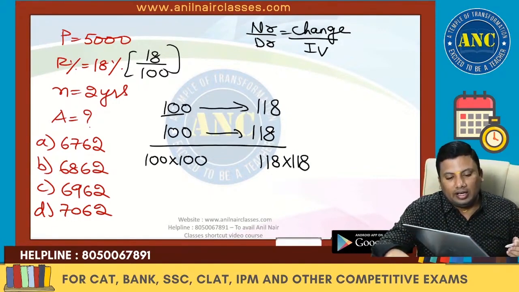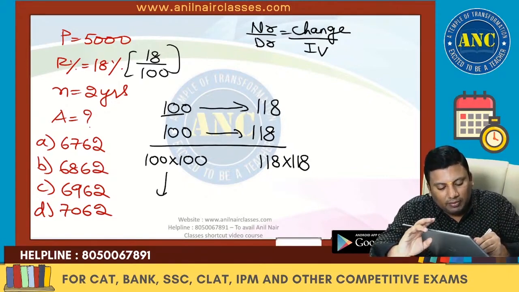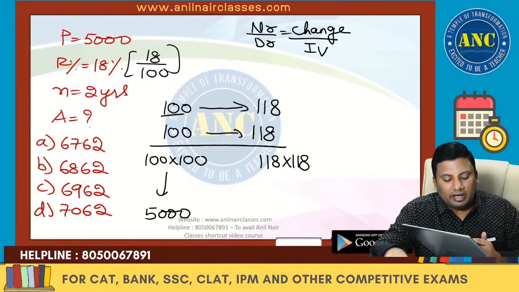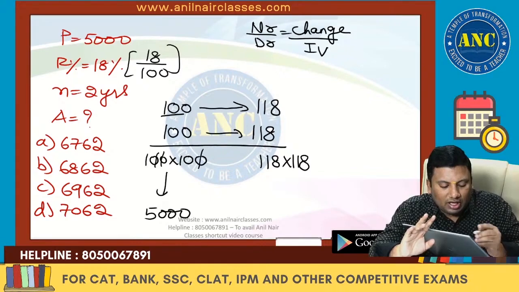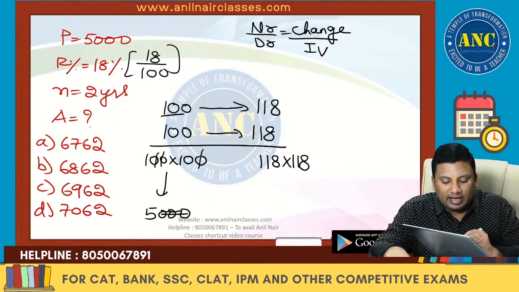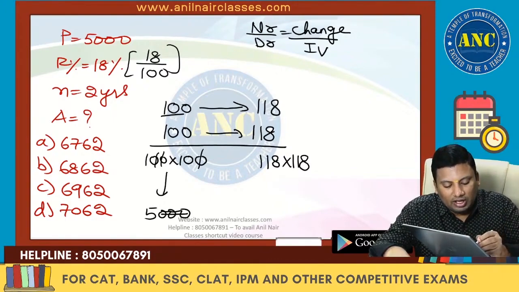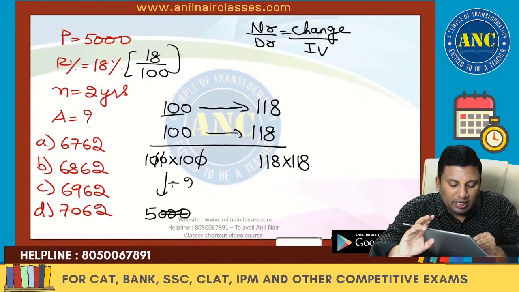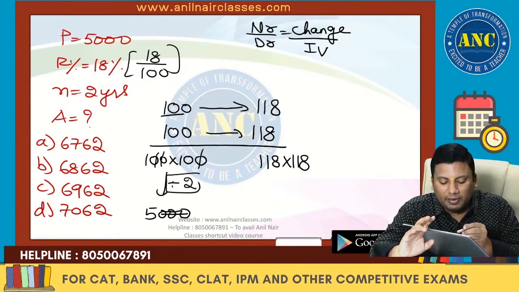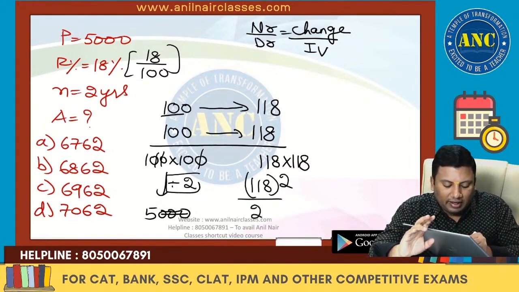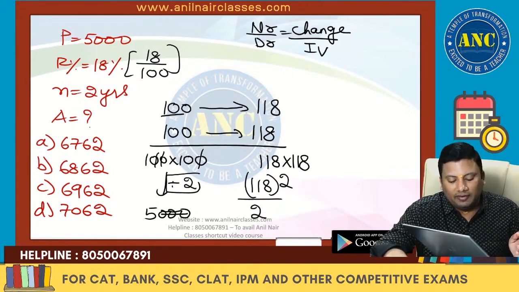Now see here, this 100 into 100 became 5000. 3 zeros are out. I hope it is clear, right? So 3 zeros, 1, 2, 3. 3 zeros are out. 10 is divided, 10 is becoming 5. It is divided by 2. So this is nothing but 118 whole square divided by 2.